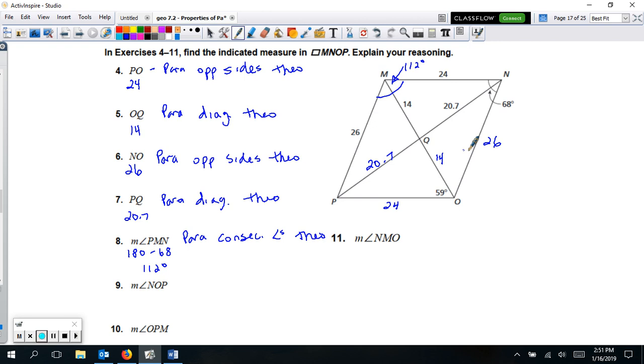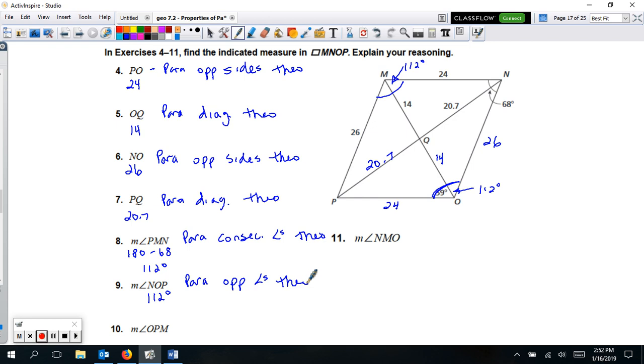NOP, so we can find N, so there's NOP. So we're looking at this entire angle right here, not just the 59, but the whole thing. Opposite angles are congruent, so it's the same as 112. This is also going to be 112 for the whole thing there. So we can put 112 for this one. And the reason why is parallelogram opposite angles theorem.